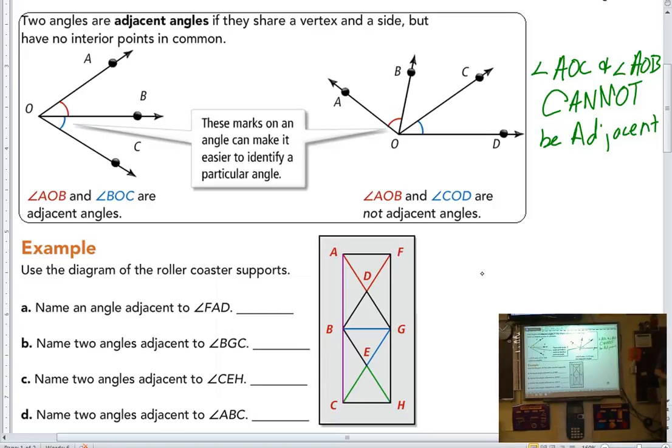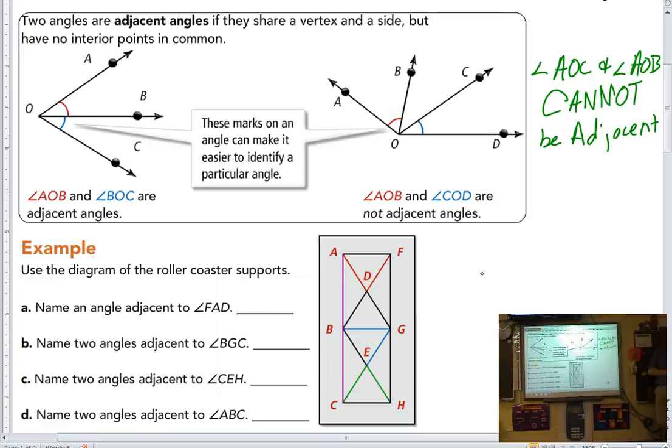So if you can remember that, that's okay. Otherwise, I would notate that. That's where people get screwed up. If one's inside the other, they're not adjacent. And that's tricky because do AOC and AOB share a side? Yeah, they both have AO. Do they share a vertex? Yeah, they both have vertex O. But the problem is, yeah, one angle's inside the other.